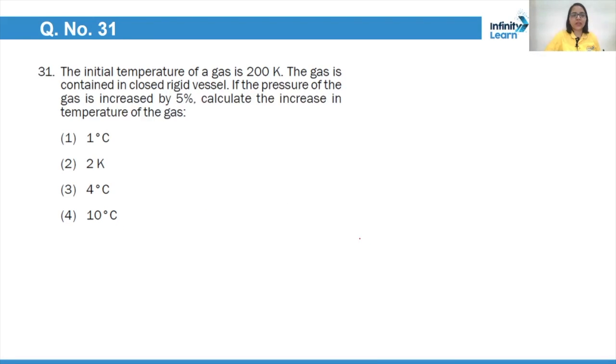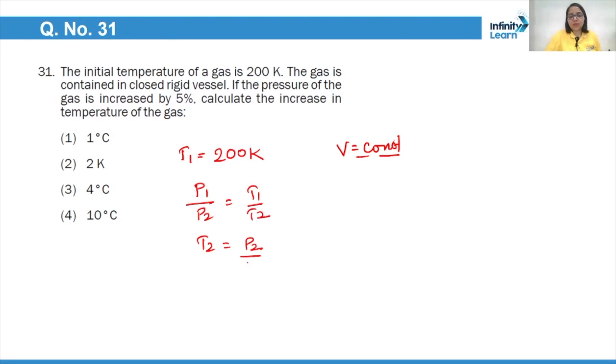Question number 31. The initial temperature of a gas is 200 Kelvin. The gas is contained in a closed rigid vessel. If the pressure of the gas is increased by 5%, calculate the increase in temperature of the gas. So this is T1. We are keeping volume constant. We have a closed rigid vessel, right? So P1 upon P2 can be written as T1 upon T2. So T2 will be P2 upon P1 into T1, right?